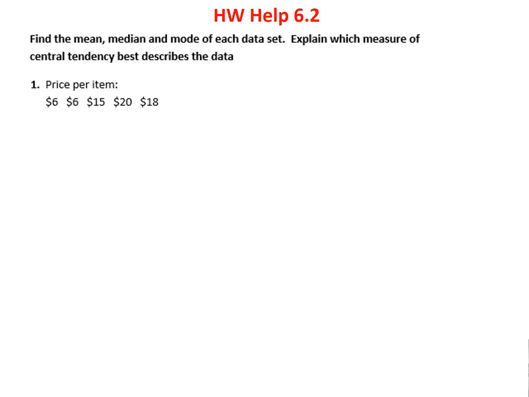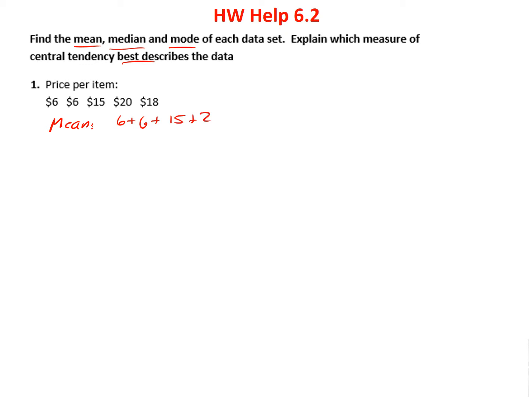Problem 1 asks us to find the mean, the median, and the mode for the data set, and then explain which measure of central tendency is best. So let's start with the mean. To find the mean, we simply add all the data and then divide by how many numbers there are in the data set.